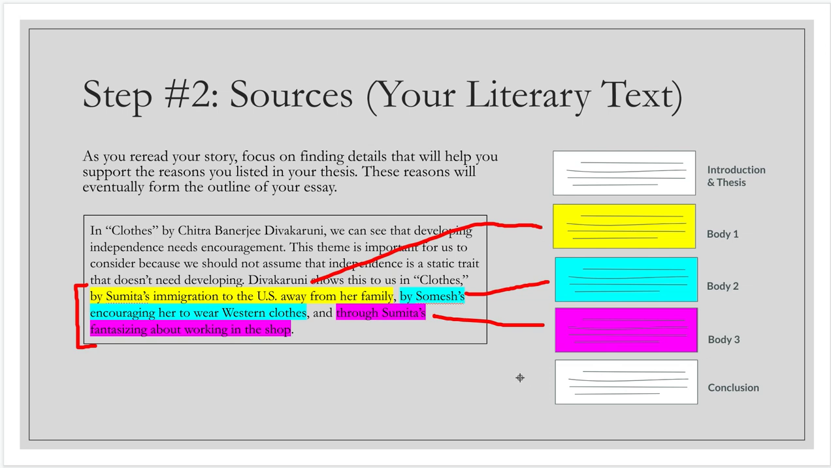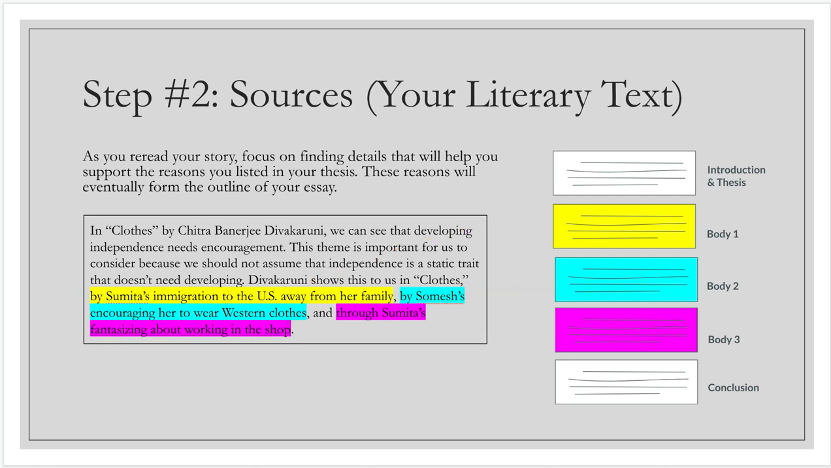So what you're going to do now is review your story, likely you'll reread it, and find specific places in the text that can help you support each of these. Think about looking for phrases, words, even sentences or pieces of dialogue to support each of your 3 supporting points in your thesis.